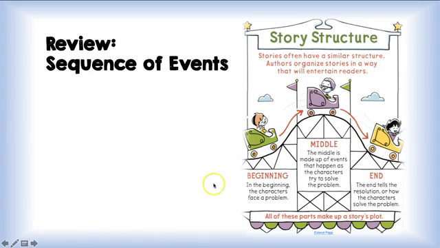So a lot of the stories that we've read have had a clear beginning where the characters have a problem. And then in the middle, the characters are trying to solve the problem. And at the end, we find out how the problem is finally resolved or fixed. All of these make up the story's plot. They're all the most important events in a story.